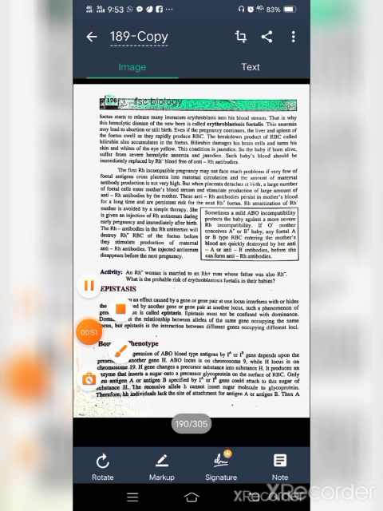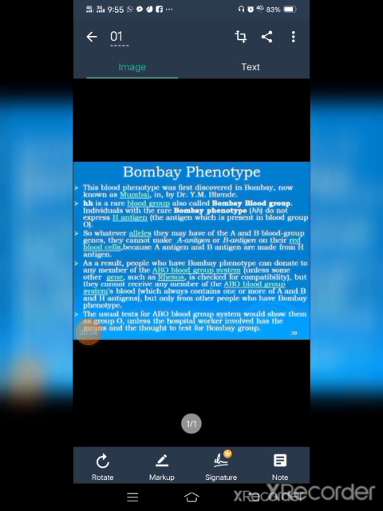An example of epistasis is the Bombay phenotype. This blood phenotype was first discovered in Bombay, now known as Mumbai, by Dr. Y.M. Bhende. Small h, the recessive form, is a rare blood group, also called the Bombay blood group. Individuals with the rare Bombay phenotype do not express H antigen, the antigen which is present in blood group O. And H antigen is necessary for the formation of ABO antigens in the ABO blood groups.